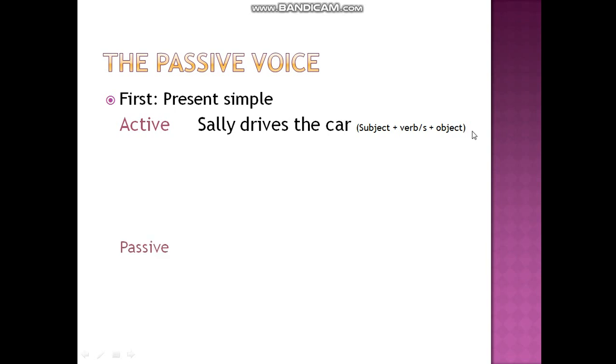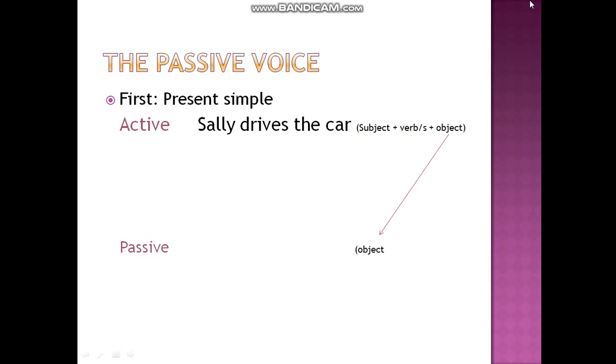How do we change it to the passive form? We know our object. We know where the parts of the sentence are. So we take our object, remember, because why do we use the passive voice? We use it when we don't care who did the thing. I don't care that Sally drove the car. I just know that the car was driven.